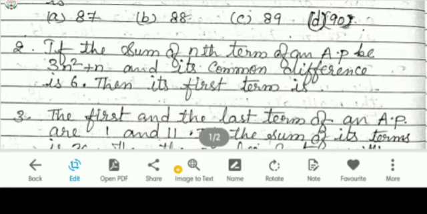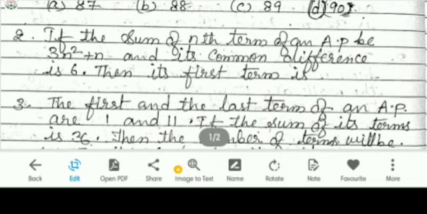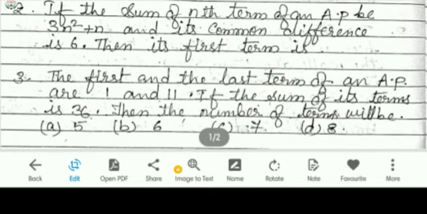Okay. So S1 will be 3 into 1 square plus 1. So 1 square will be 1. So 3 plus 1 will be 4. So S1 is 4. Okay. Then its d is 6. Then you have to find the first term, that is A1. How much will you get? Just check it out. Okay, solve for it.